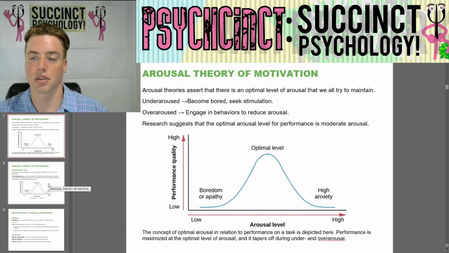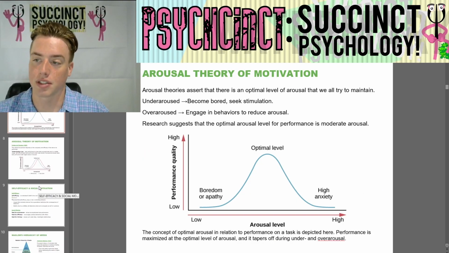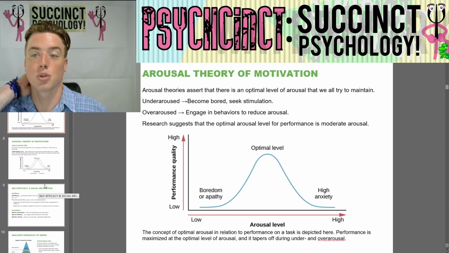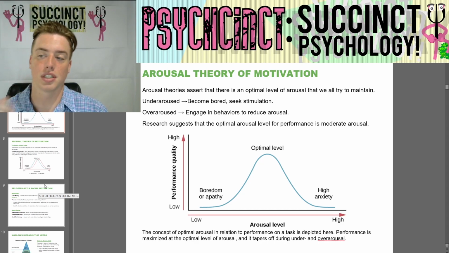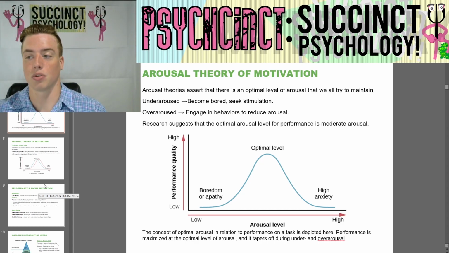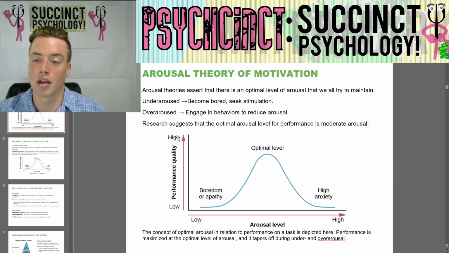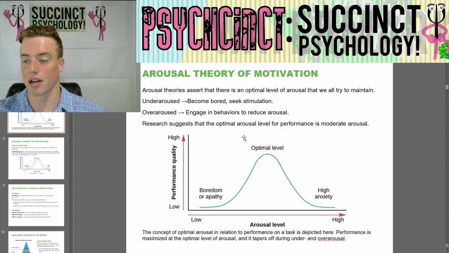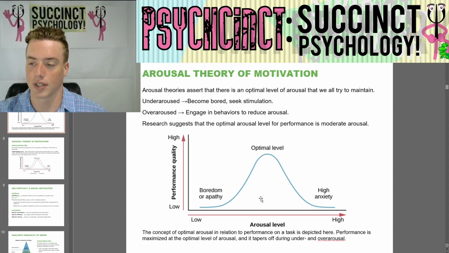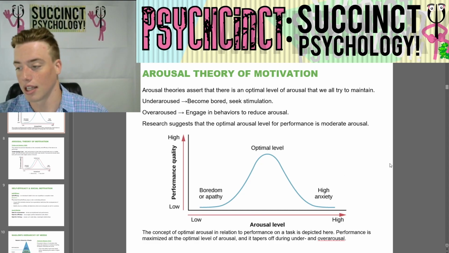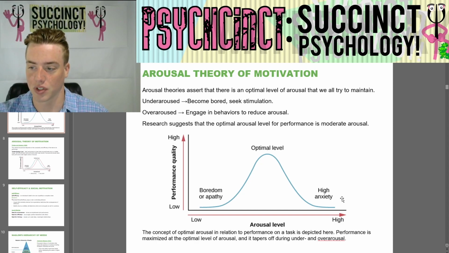Now, the arousal theory of motivation. Arousal theories assert that there's an optimal level of arousal that we all try to maintain. So if you're under-aroused, you become bored and you seek stimulation. If you're over-aroused, you engage in behaviors to reduce arousal. Research suggests that the optimal arousal level for performance is moderate arousal, so not under, not over. So here you can see the optimal level. Going from low, you have boredom or apathy, and if it's too high, you get anxious, you're overstimulated.